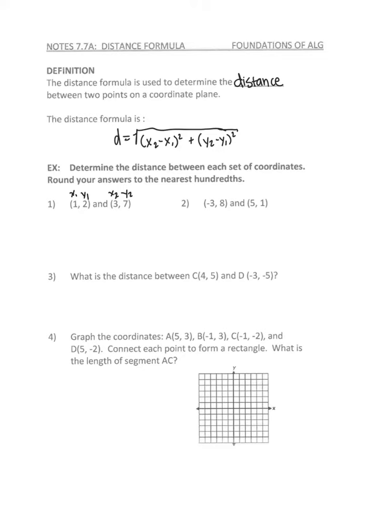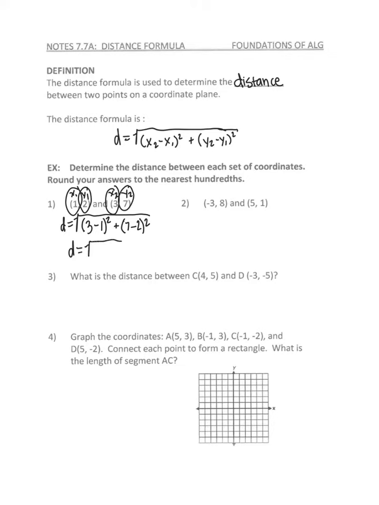So when I do that, I get D equals square root of x2, which is 3, minus x1, which is 1, squared, plus y2, which is 7, minus y1, which is 2, squared. And then I can just plug that whole thing into your calculator, or if you want to simplify it down a little bit, it cuts down on the number of mistakes you might make. I find that to be a little bit easier to do first.